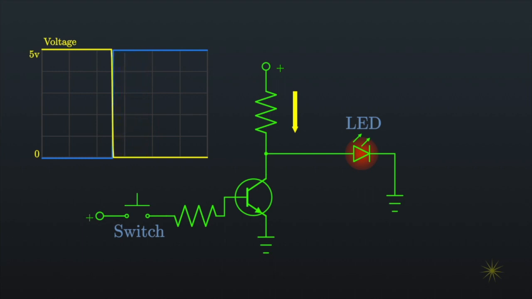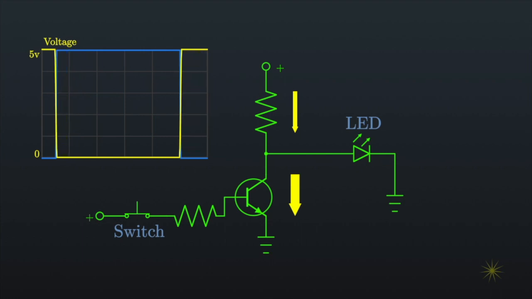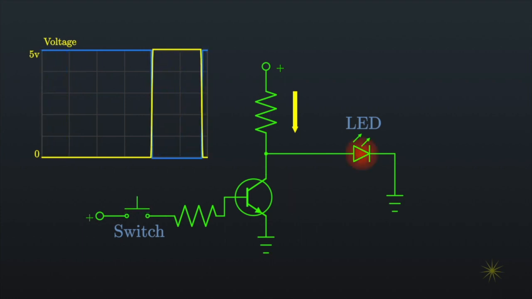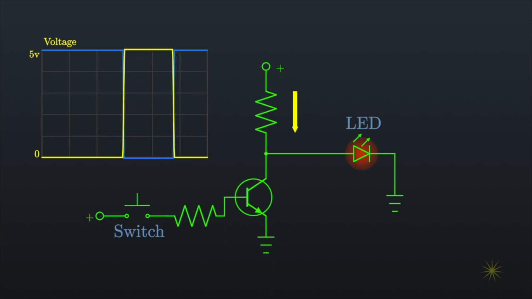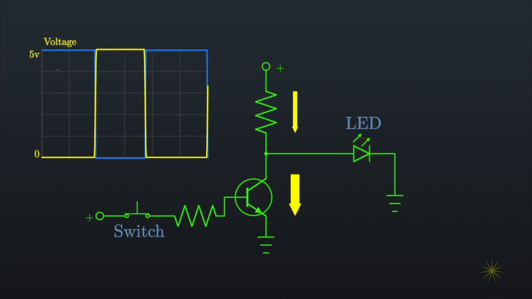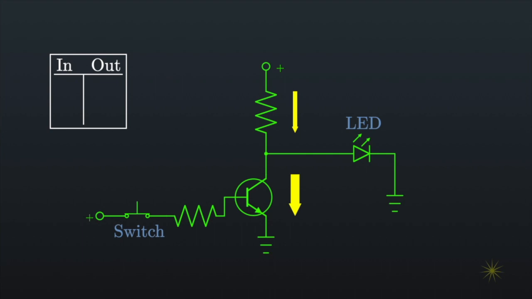There is something else interesting about this circuit. As the input is turned on, the output is turned off. As the input is turned off, the output is turned on. Let's tally this up in a table.